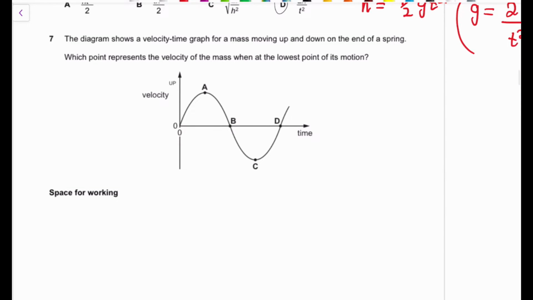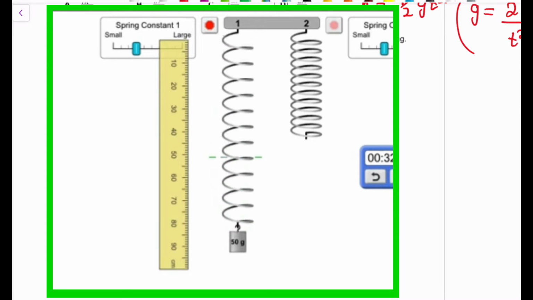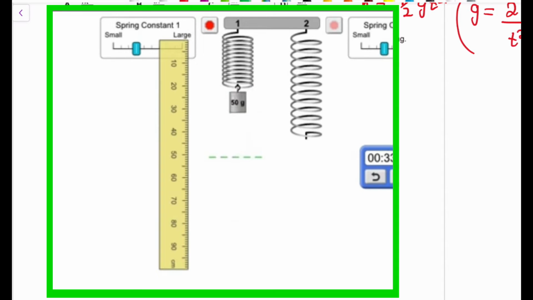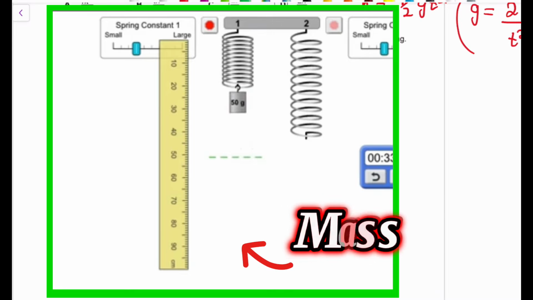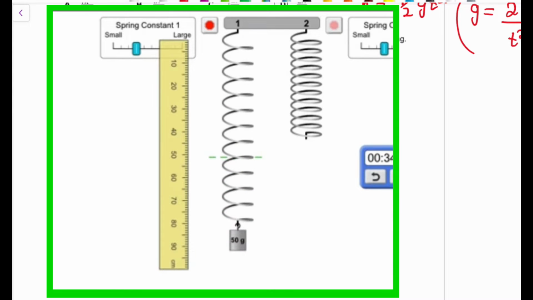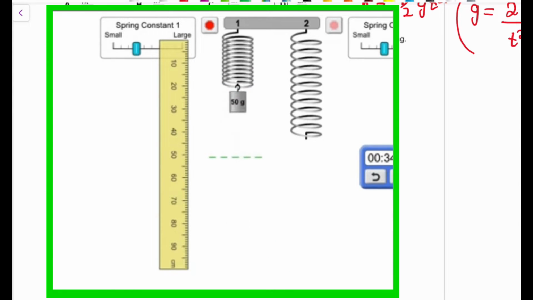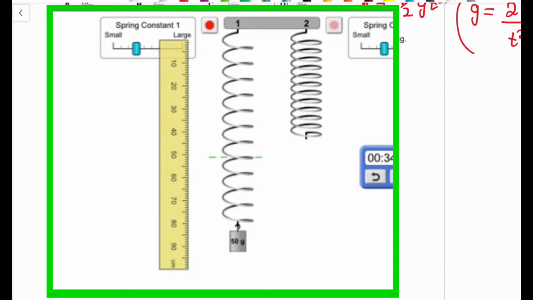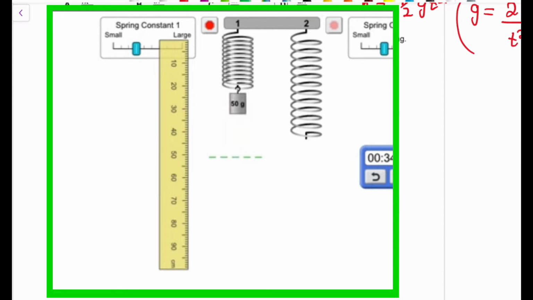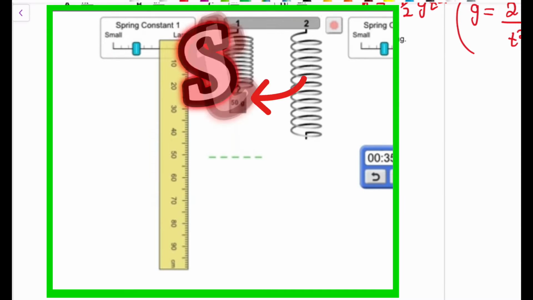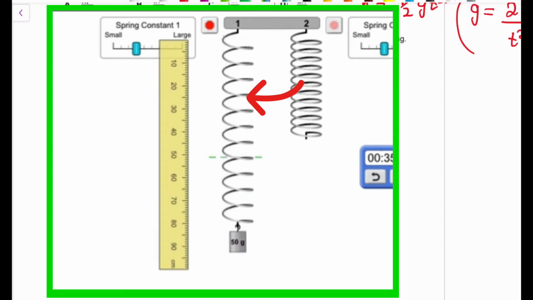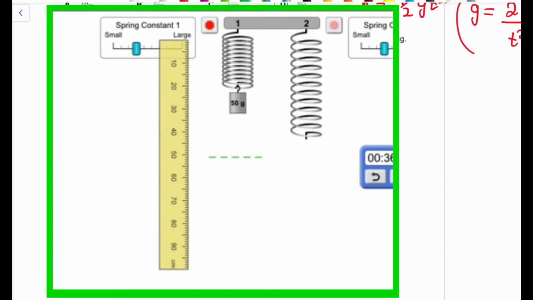Move on to question number 7. We're given the diagram that shows the velocity-time graph for a mass moving up and down on the end of a spring. So we have a spring, and we position a mass on that spring. What are we doing here? We want it to move up and down, up and down. But we want to find the velocity when it's at its lowest point of motion. Get this, guys. As it moves up, it's going to stop before it moves down, right? Otherwise, it's going to move up and reach the ceiling or something like that. So it's going to stop at a specific point.